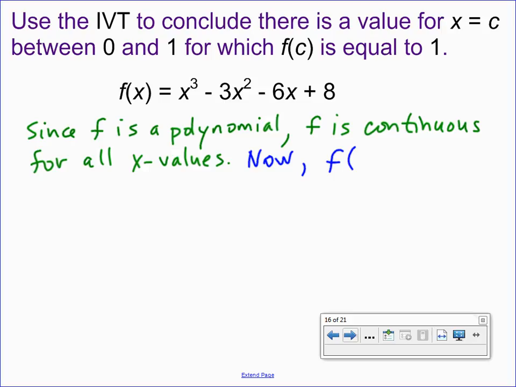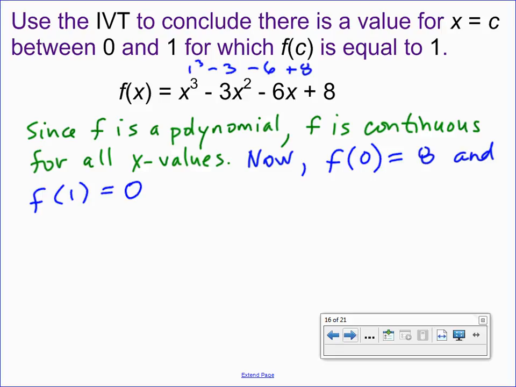Consider my f at a and f at b and choose a y value that's in between them and see how that relates in our problem. So f of 0 equals, and we can evaluate that function: 0 cubed minus 3 times 0 minus 6 times 0 plus 8 is 8. And f at 1, my f of b, would be 1 cubed minus 3 times 1 is minus 3, minus 6, plus 8. So 1 minus 3 is negative 2, minus 6 is negative 8, plus 8 is 0. You guys getting 0? Awesome. So f of 0 is 8 and f of 1 equals 0.